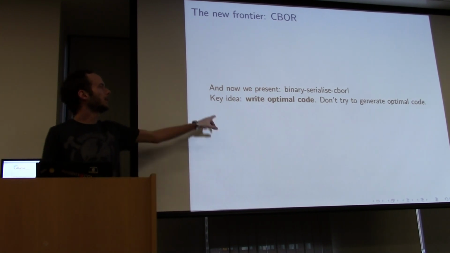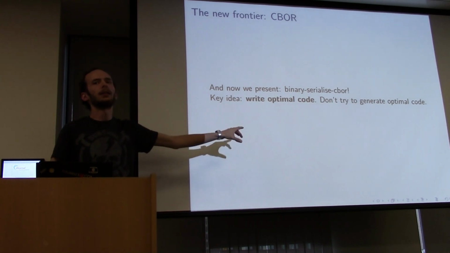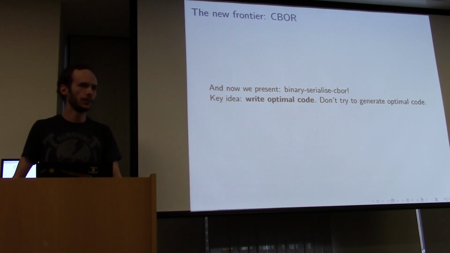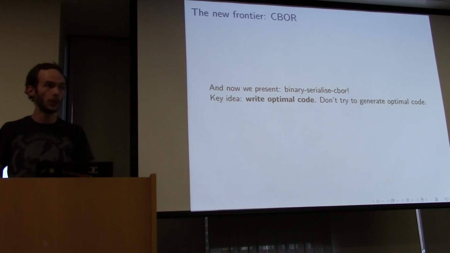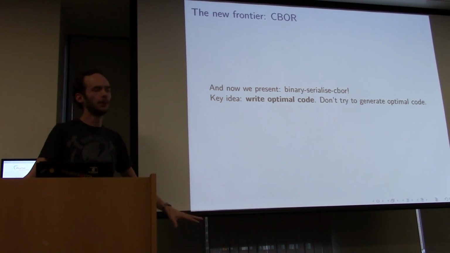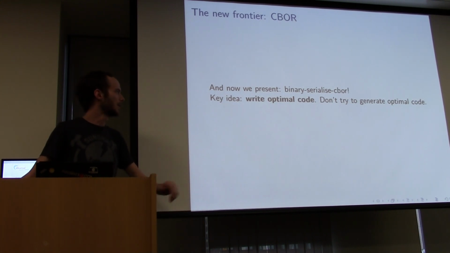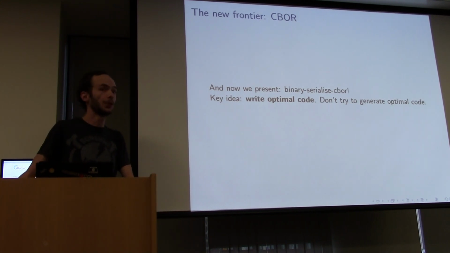So the key idea behind this library is we write the optimal code. We don't try to generate code. We don't try to do any sort of fancy stitching together of a lot of functions or anything like that. We write the actual very low level, very bit-blasting code that most people in Haskell don't want to write.